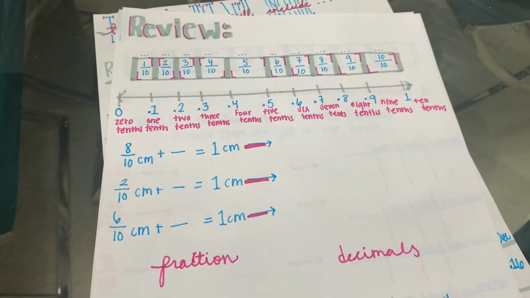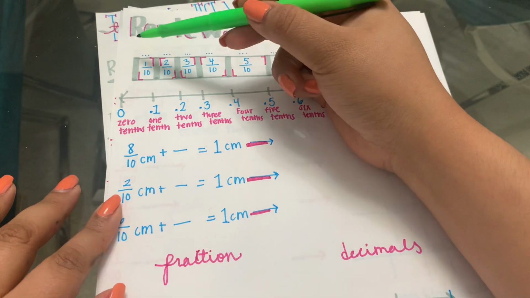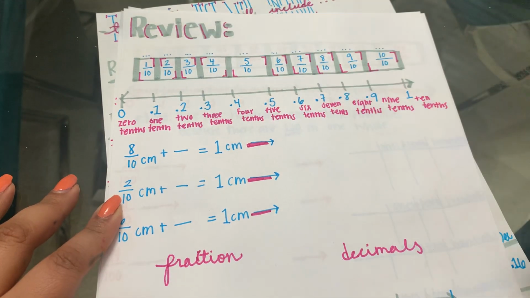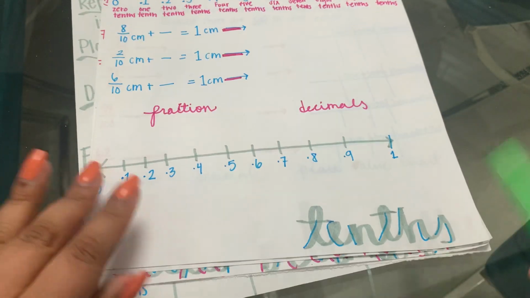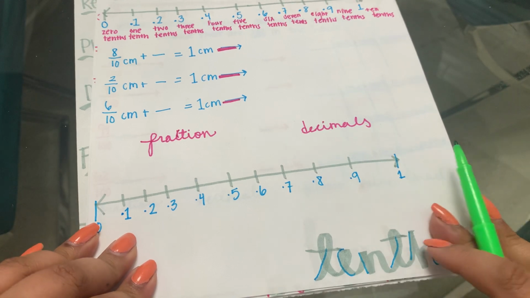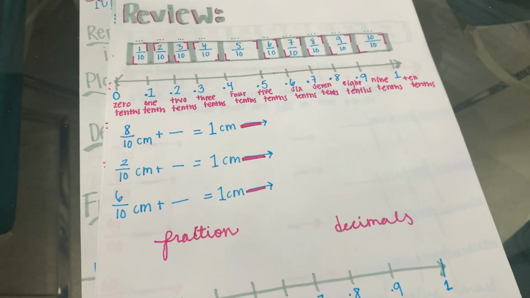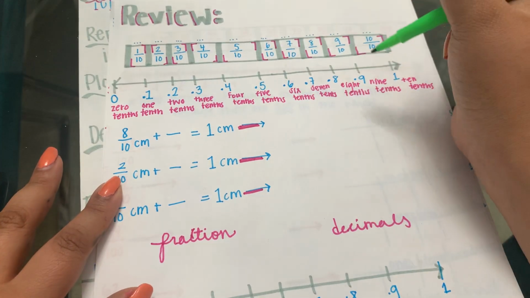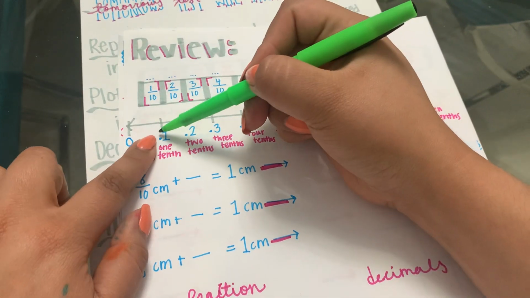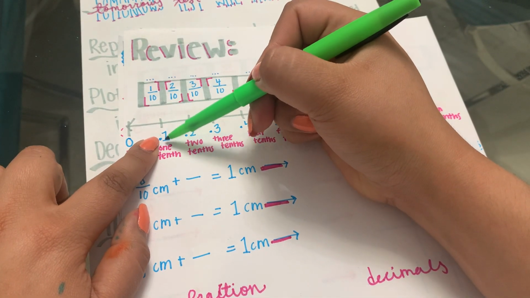Now, there are going to be some review sheets that we're going to go over. And here is the first review sheet. The first thing we learned were tenths. Tenth is the first number over after a decimal. So if you see a decimal, the number right after will be a tenth.